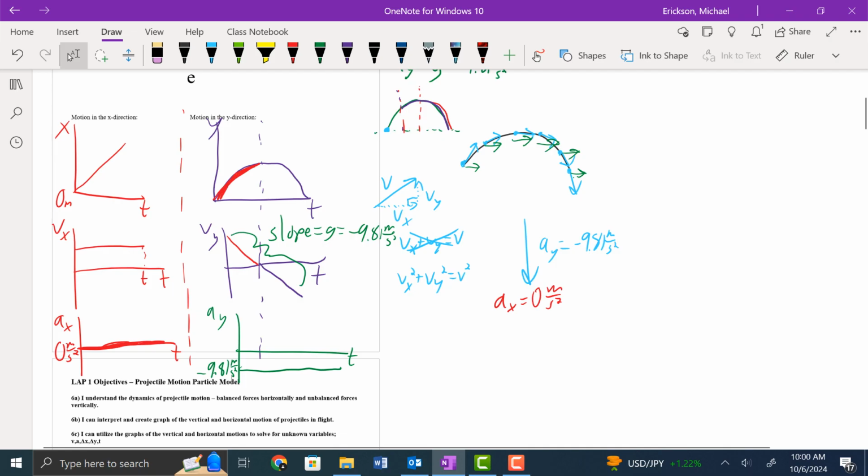What's hard with the VYT graph, the hardest part of it is just knowing, where do I start? Do I start in the positive? Do I start at 0? Do I start at negative? If you get that right, you should know exactly how that graph looks. And then the last one is actually easy, your AYT graph, because you always have the same acceleration, negative 9.81. So I'm going to stop the video here, but this is an important one. This whole page here, it seems simple, but this is basing our whole rest of our unit off this.